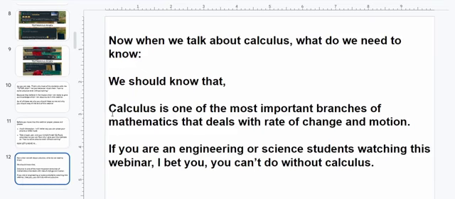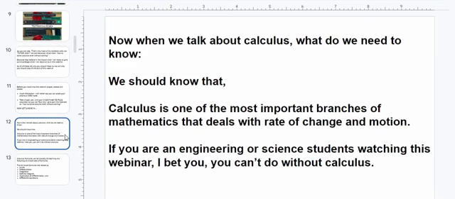Now, when we talk about calculus, what should we know? What is calculus? Calculus is one of the most important branches of mathematics that deals with the rate of change and motion. It is very important. If you're an engineering student or a science student watching this webinar, I bet you can't do without it. You always see it at the front, waiting for you. That is why you need to build a foundation on how to solve it without solving it.